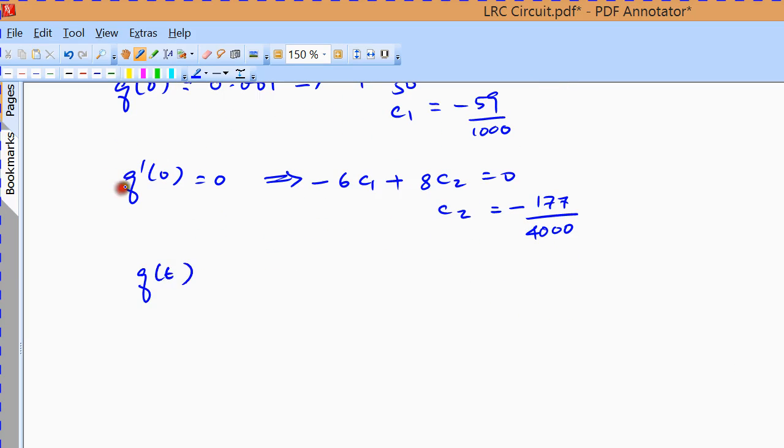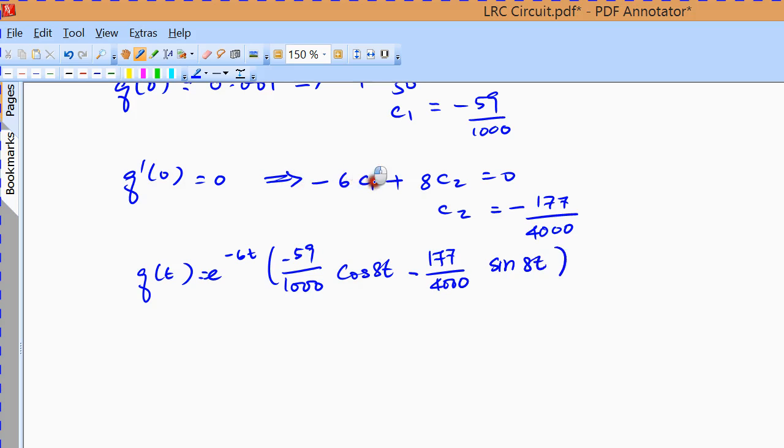Now we have our equation. Q of t is equal to e to the power minus 6t (minus 59 over 1000 cos 8t minus 177 over 4000 sin 8t) plus 3 over 50.